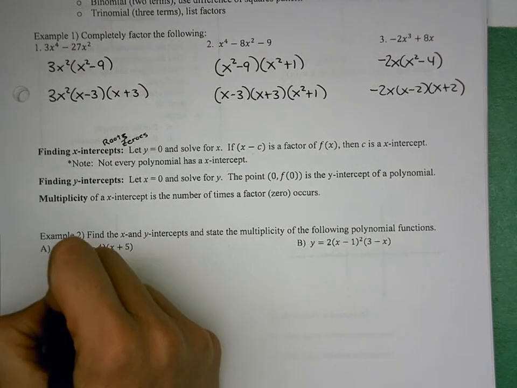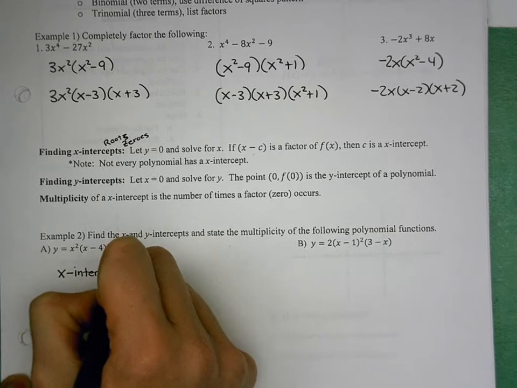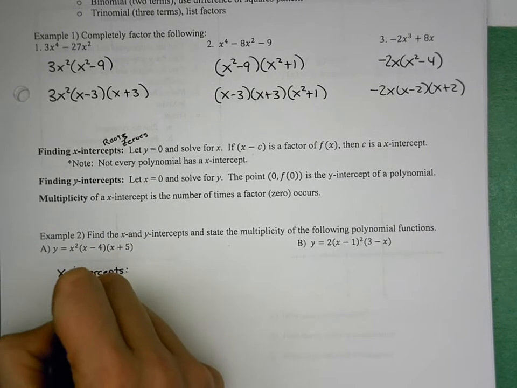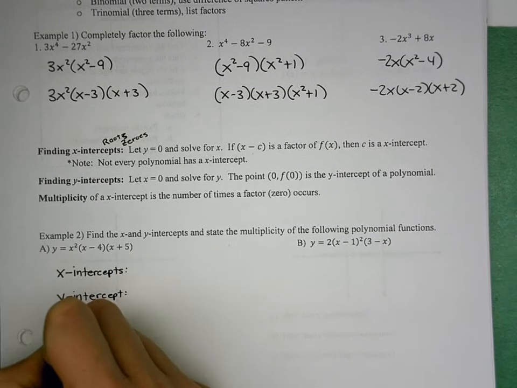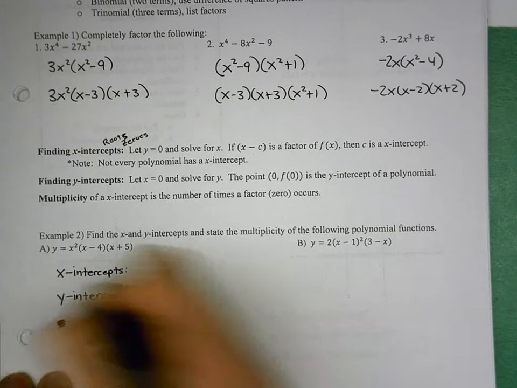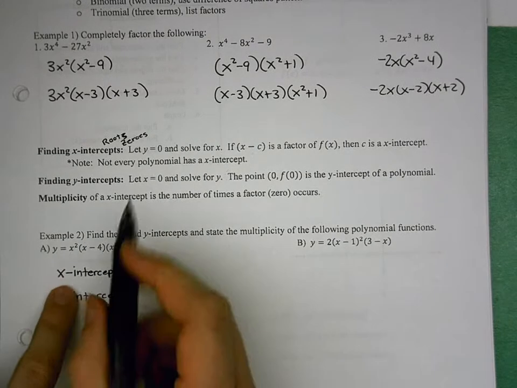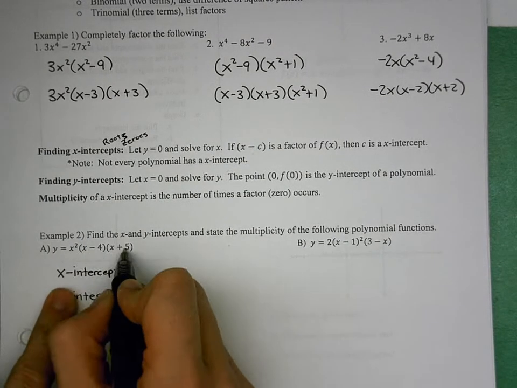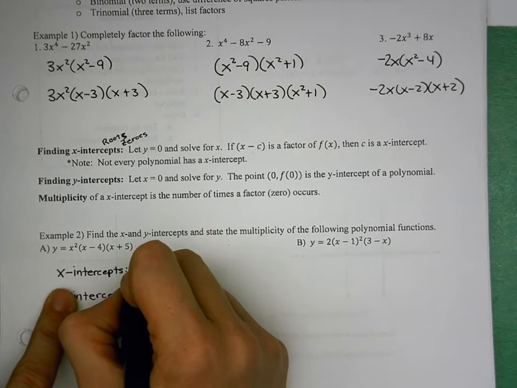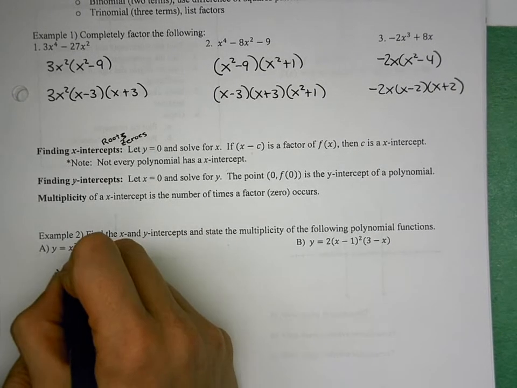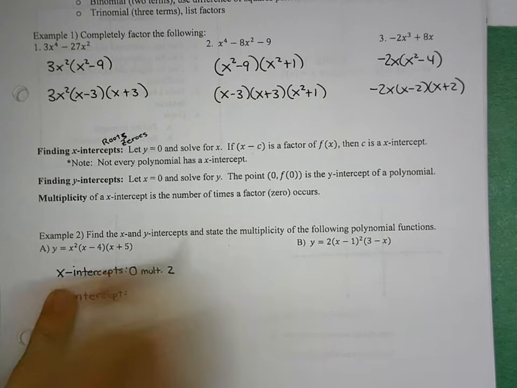So x-intercepts, y-intercept, and multiplicity. I'm sorry, we're going to state the multiplicity within our x-intercept. So x-intercept, y-intercept, and then we will be stating multiplicity. So x-intercepts here, as I'm looking at my factors, the first one here, what would make x squared equal 0? It would be 0. And there are 2 of those, so that 0 has a multiplicity of 2.